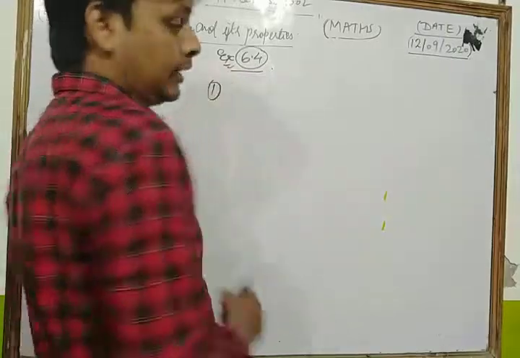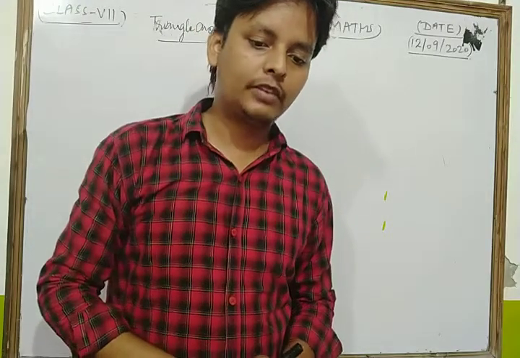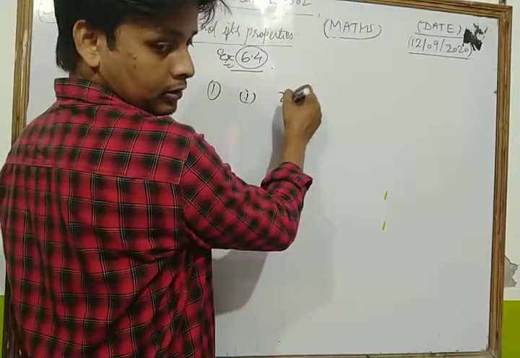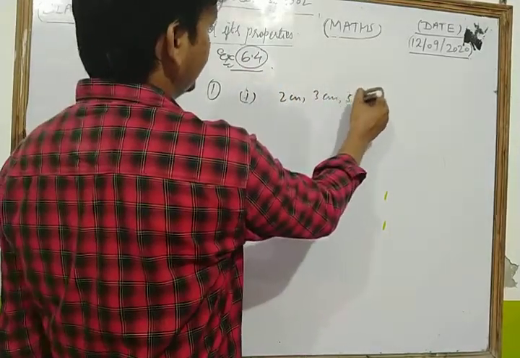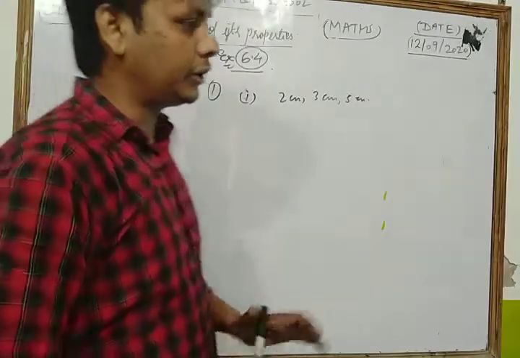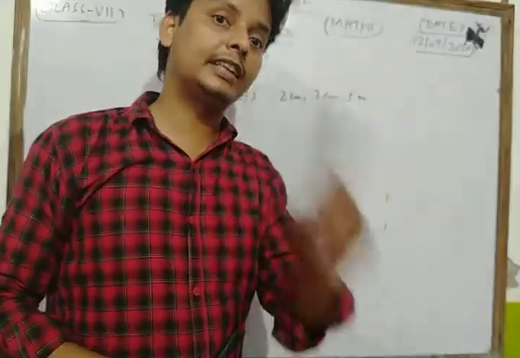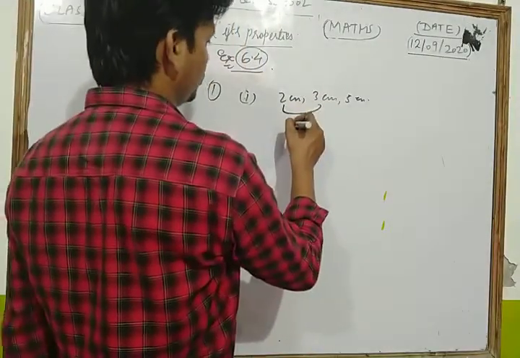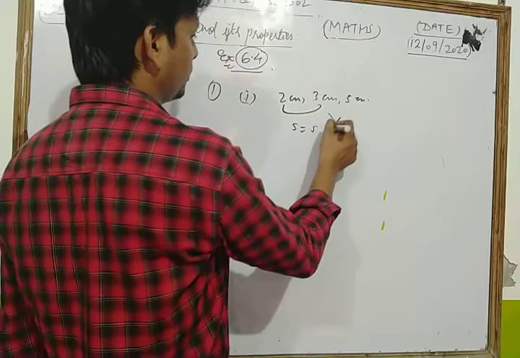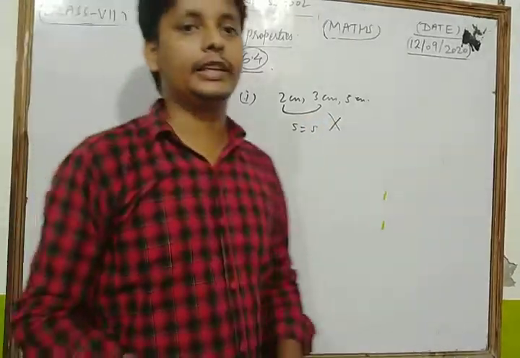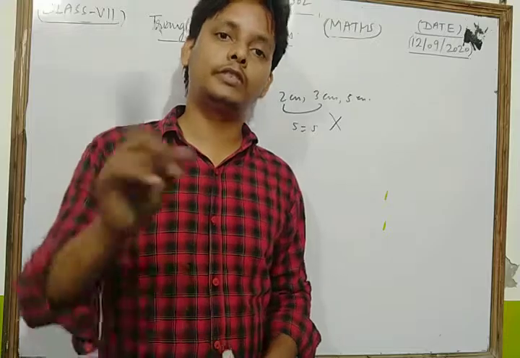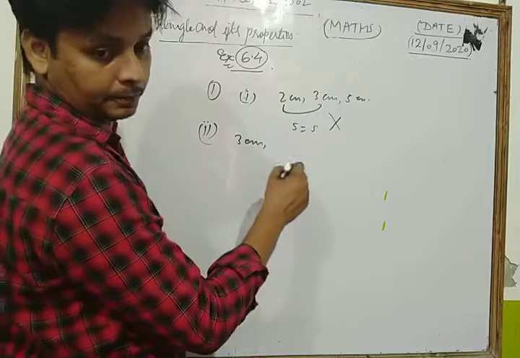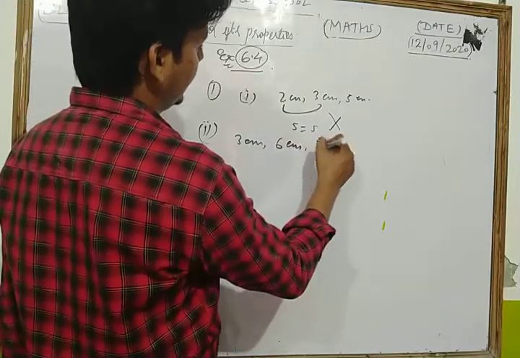The first question is: is it possible to have a triangle with the following sides? The first is given as 2 centimeter, 3 centimeter, 5 centimeter. If the sum of any two sides of a triangle is greater than the third side, then it is possible. Let's see here, 3 plus 2 is 5, which is equal to 5. This is not possible, because as I just discussed, the sum of any two sides of a triangle is always greater than the third side. Now we take the second part, which is 3 centimeter, 6 centimeter and 7 centimeter.